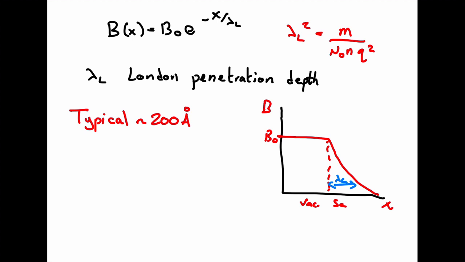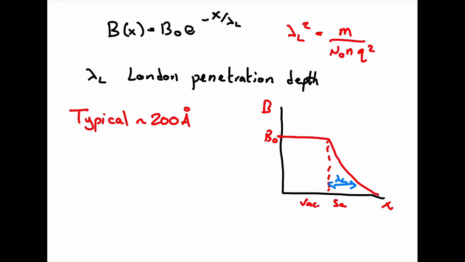A very interesting question might be, what if I had a sufficiently thin film of superconductor so that it was less than the London penetration depth? That's a question to perhaps discuss in tutorials.